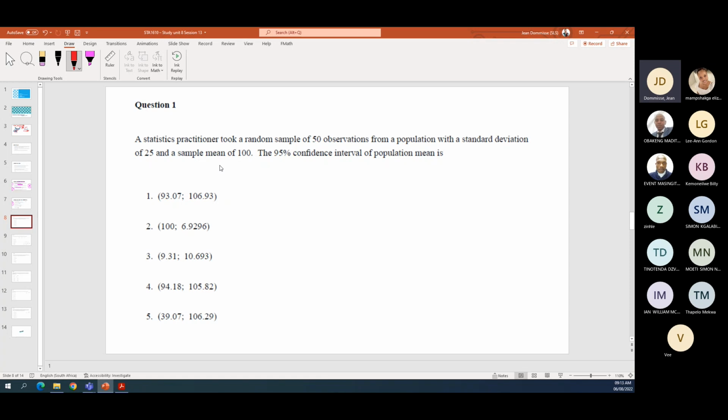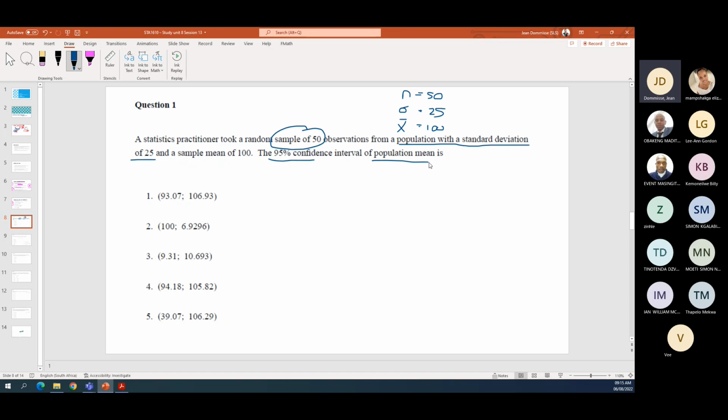It's very important to read these questions in study unit 8, because it's easy to identify certain things, but there are certain things that we need to make sure we are able to spot so that we know what to do. Okay, so the statistics practitioner took a random sample of 50, so we have n equal to 50, from a population with a standard deviation. We've got the sample mean of 100, and the 95% confidence interval of the population mean.